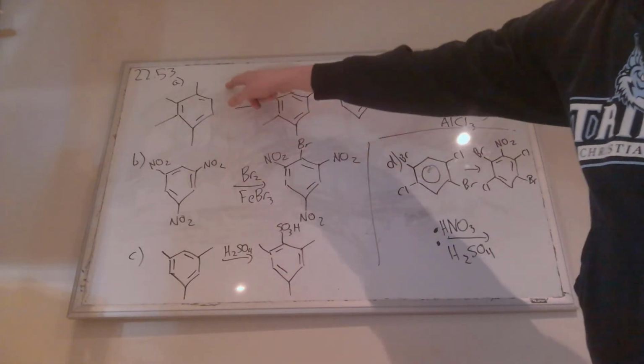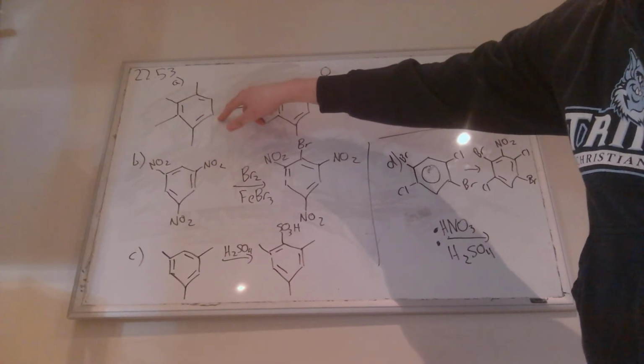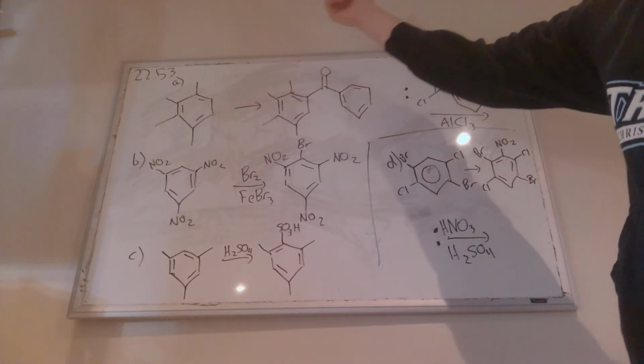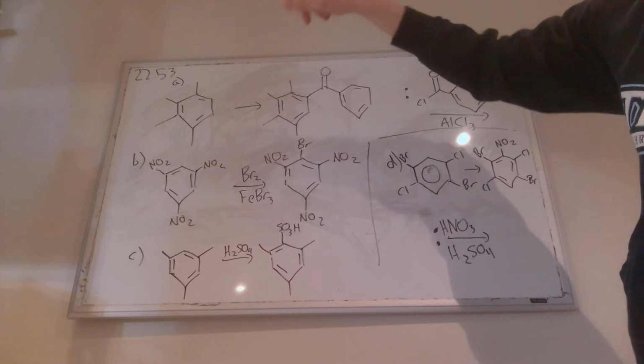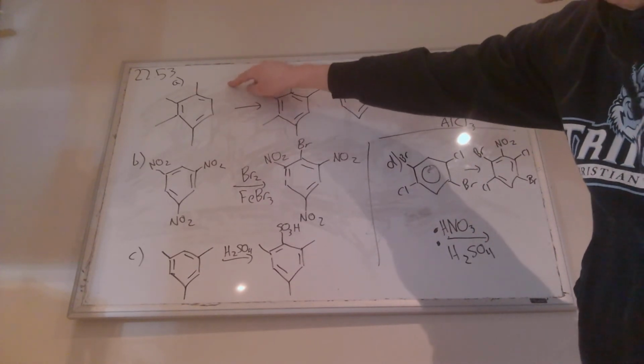The first, A, only has two different types of, or two positions. Both of those positions are identical to each other. So it doesn't matter at all where these are directing because they're only the one type of position.